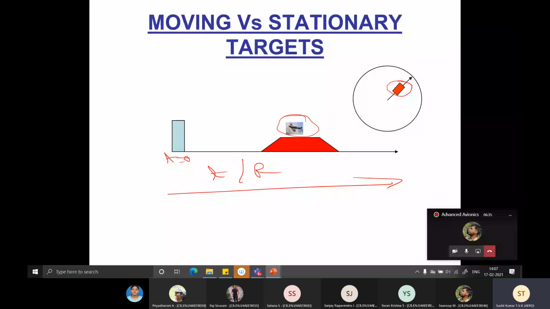Any suggestions? Open to the class, how to overcome this problem. I want to differentiate between a moving target and a stationary target. Just from your high school physics. Sir, we can send two signals, and if there's a relative... Two signals also, you're going to get the same reflection.